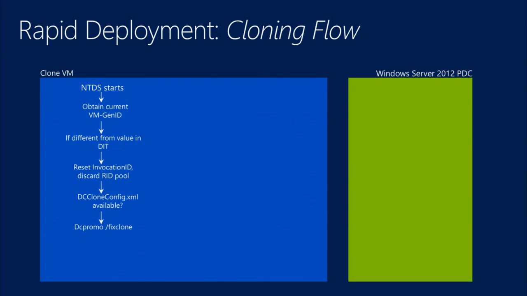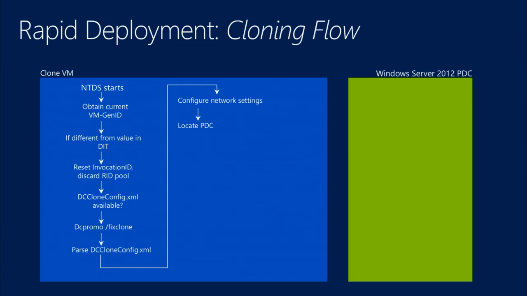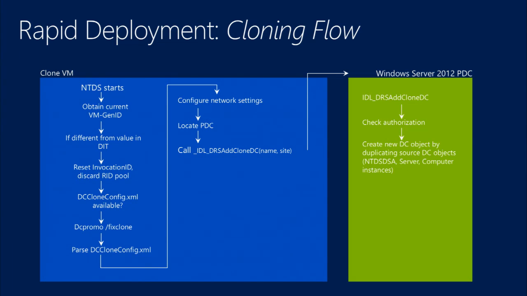In which case, it's going to go in and say, oh, I'm a clone, I'm authorized, I'm all set to go. So go ahead and start the whole cloning process. Parse it to see what I'm supposed to do. Inside that file contains IP address information, naming information, where the PDC emulator is, and then go off and get the network settings, locate the PDC, do a particular call, contact that PDC, check to see if I'm authorized to be a clone. Yes, you are. Go ahead and create a new DC object inside my Active Directory. Go ahead and store that information.